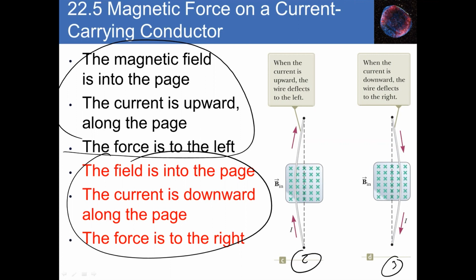Obviously, you can have the other way around too. So you can have case 4, where the magnetic field is out of the page, current up, and then case 5, which is magnetic field out of the page, current down. But you're going to see that you can use the right-hand rule to get those other scenarios as well.